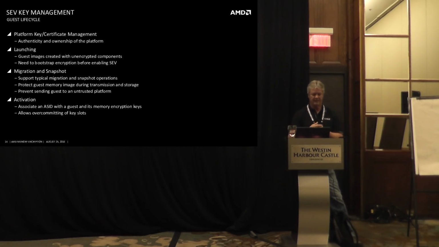So I talked to these a little bit already, but launching, right, the guest image is created with unencrypted components or with wrapped encrypted components, right? And we need to bootstrap that encryption in order for the guest to run. Migration and snapshot support and activation. And activation is the ability to associate that ASID that we have for the guest with the memory encryption key that's in the memory controller, right? And so we have a certain number of key slots, so it allows that way for overcommitting of key slots.